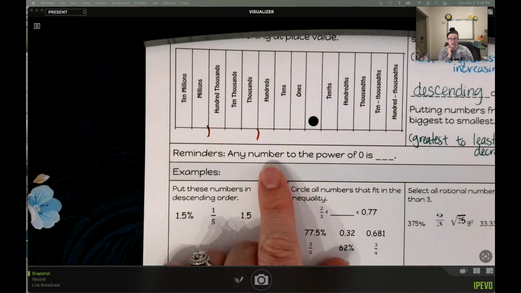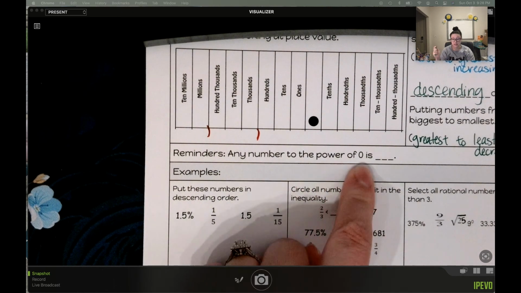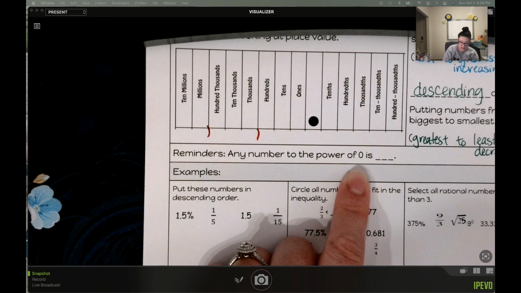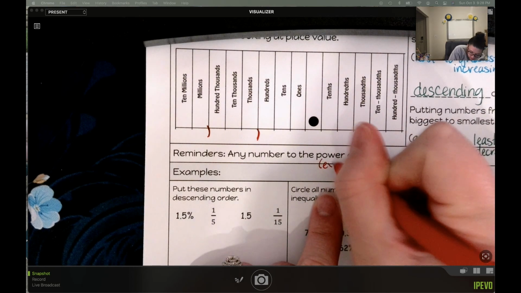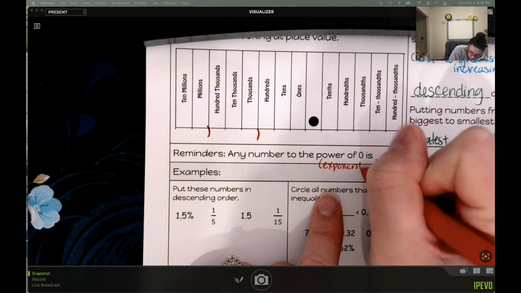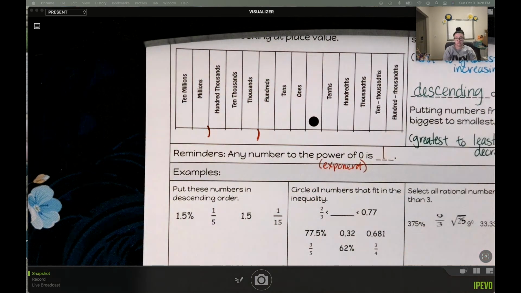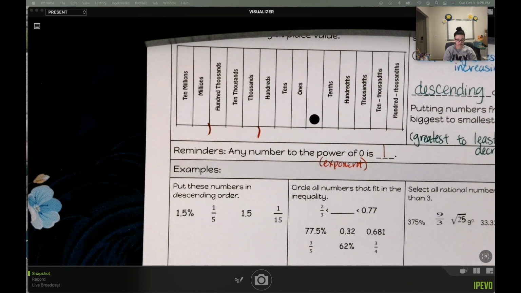A quick reminder, any number to the power of 0, any number that has an exponent of 0 is 1. They're going to try to trick you. Don't let them. Any number to the 0 power is 1.